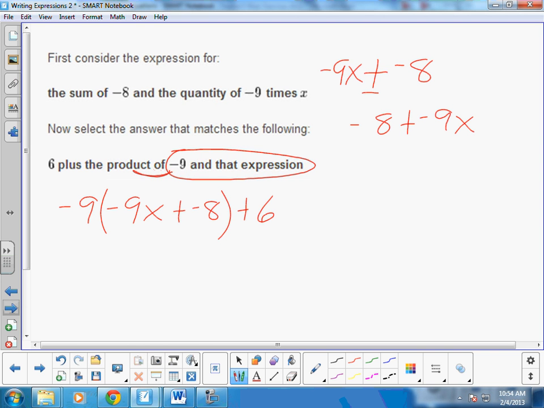You could also have, although this isn't one of your choices for the multiple choice over there on your right, 6 plus a negative 9 times that quantity, but they don't have it written that way, so you don't have to worry about it.